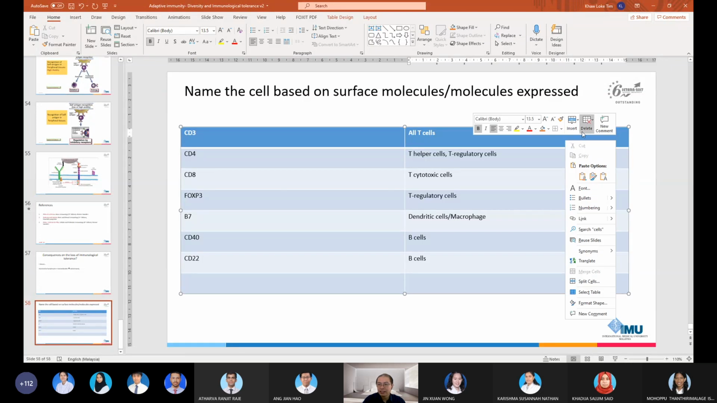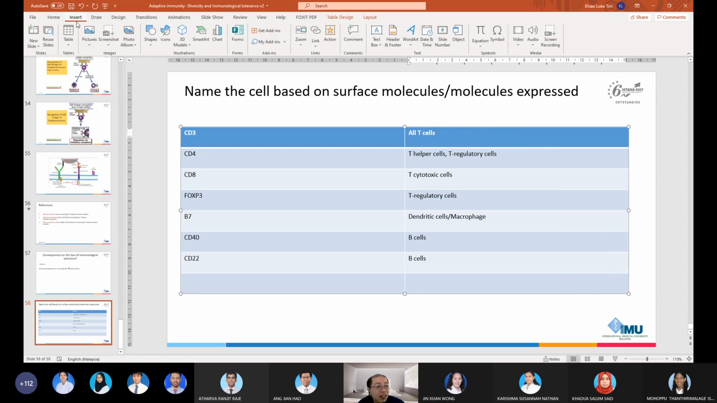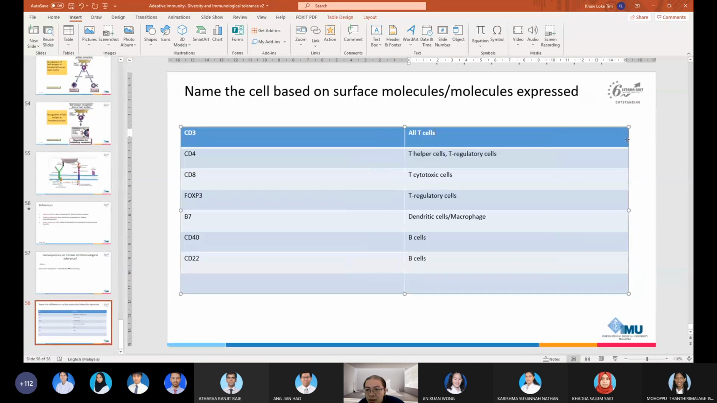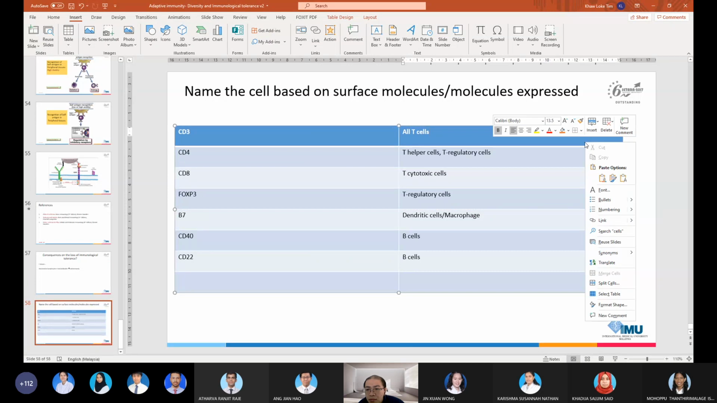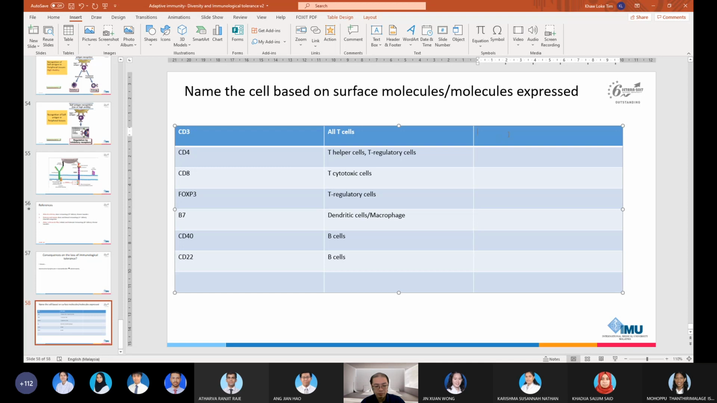Okay, I'm going to open up another section. Now you're going to tell me what is the function. So what does CD4 do actually? Sorry. CD3 do first.